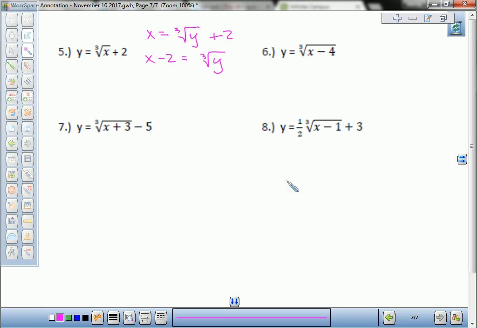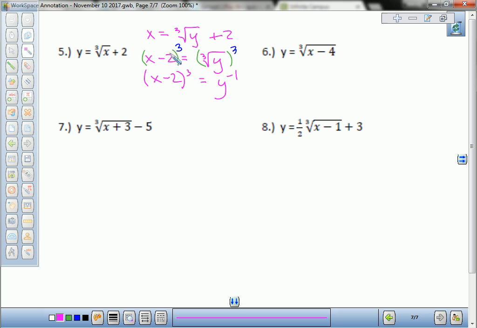To solve for y now, I have to cube both sides, which means I cube everything over here and everything over here. We have to cube everything on both sides at this point. So cube, cube. So this becomes x minus 2 cubed. All right, that is the inverse.